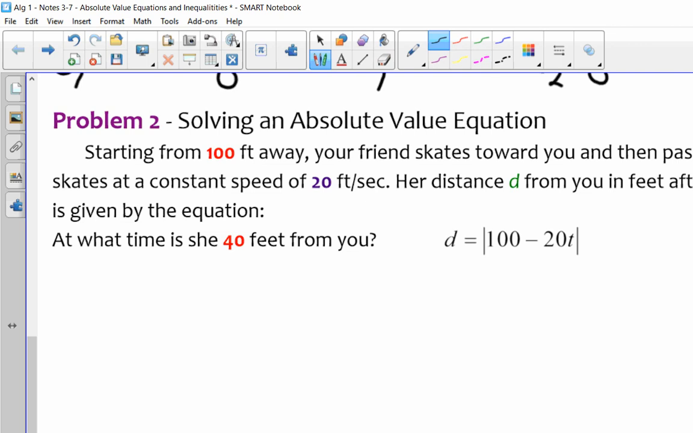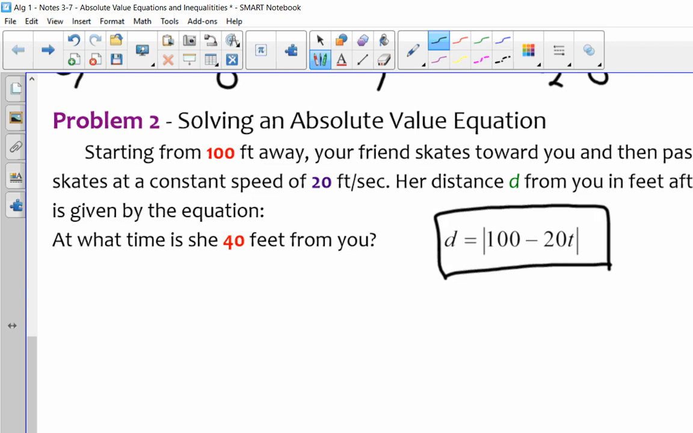Okay, so if you go ahead, you just need to write down this formula here. We're talking about distance or doing the absolute value of it. And the reason why we're doing absolute value is if we read it, someone started skating 100 feet away from me, and they're skating towards me, but then they're going to pass me and keep on going. The person is skating at a constant rate of 20 feet per second. Their distance d from you in feet after t seconds is given by this equation. At what time is she 40 feet from you?